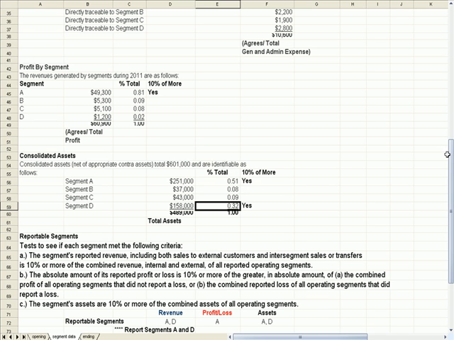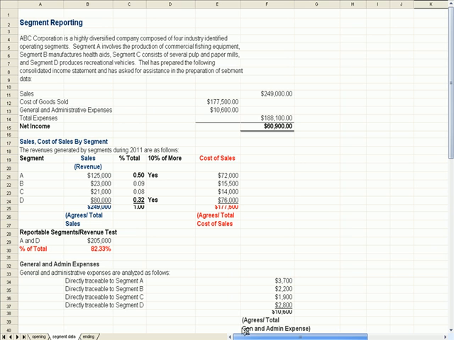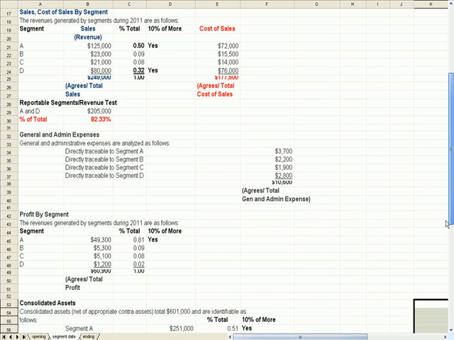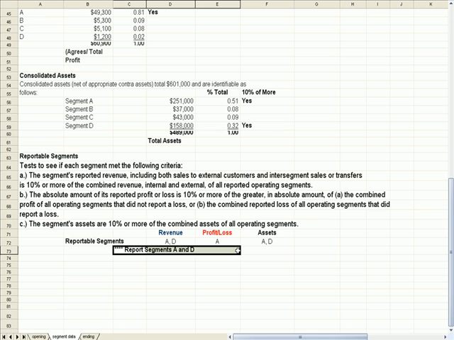So based on my analysis, if I look at all three of the measurements, in terms of revenue, I would report A and D, they were over 10%. If I report on that profit and loss criteria, A was the only one that had 10% or more of the absolute value of the profit. And of the assets, A and D both met the criteria. So far we find out that we would report A and D, because if you meet any one of these three criteria, you would get reported.